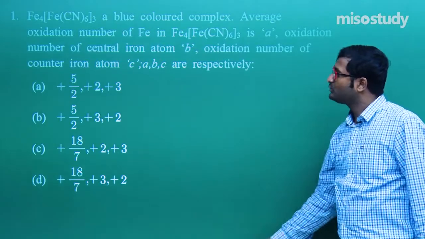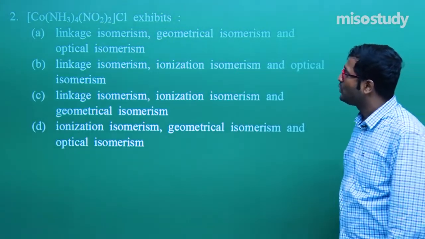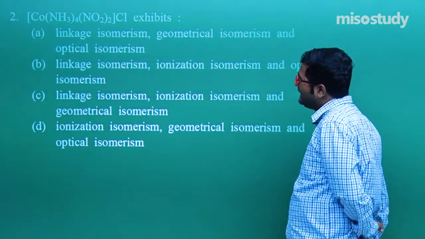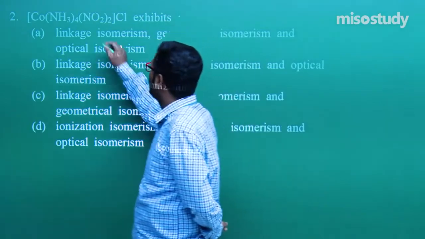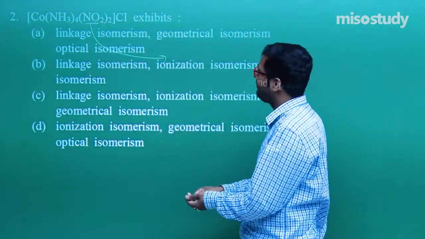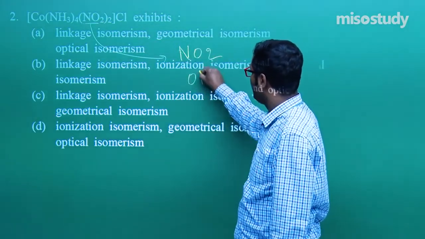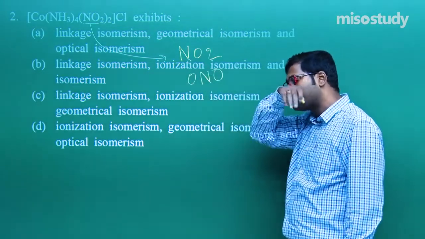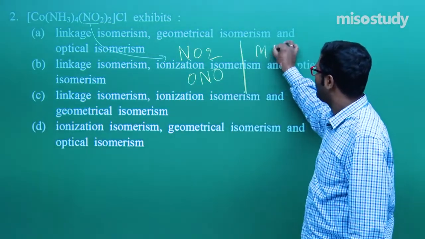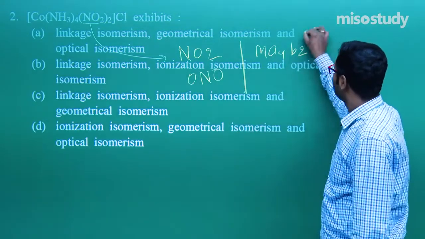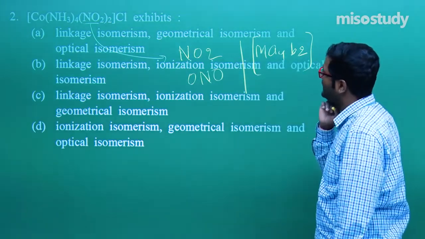Now let's move to the next question. [Co(NH3)4(NO2)Cl] shows which type of isomerism? First one is linkage isomerism. Yes, linkage isomerism is definitely possible, because this is an ambidentate ligand. If it is an ambidentate ligand, then it can be represented like this: NO2, one time nitro, and then ONO, second time nitrito, O and N. Linkage isomer, clear. Geometrical isomers, definitely. If the complex has the formula MA4B2, then it can show geometrical isomers. Here it is also MA4B2, so it shows geometrical isomers.